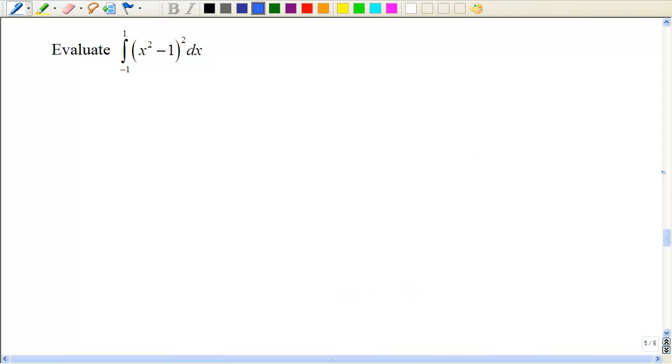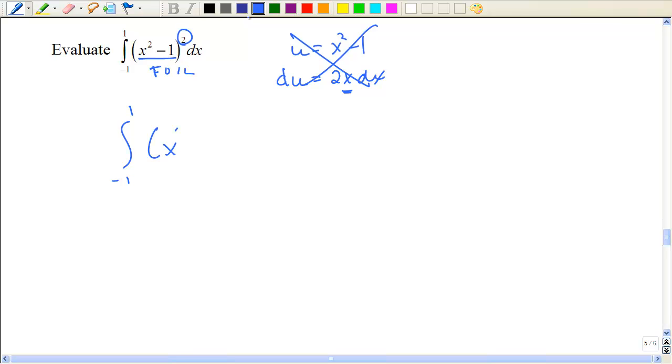So let's see what happens here. We've got a negative to a positive. All right, not a big deal. But we've got a power here. What can we do? Do I need to use substitution? What's going on here? I could square that out, but let's see if I could use substitution. If I let u be x squared minus 1, then du is 2x dx, and I don't have an x, and I can't put that in. All right, so I can't use u substitution. So that means I must need to FOIL this out, multiply it out. That's much easier. Then I can just use the power rule.